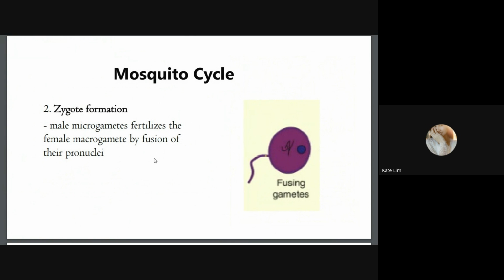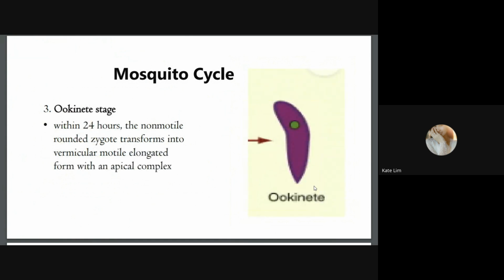So when your female and your male gametocytes undergo the process of fertilization, there would be the formation of a zygote. So the gametes would fuse, creating a zygote. Please take note, class, that this zygote is non-motile. It is non-motile. So this non-motile zygote, after fertilization, transforms to become the motile form.